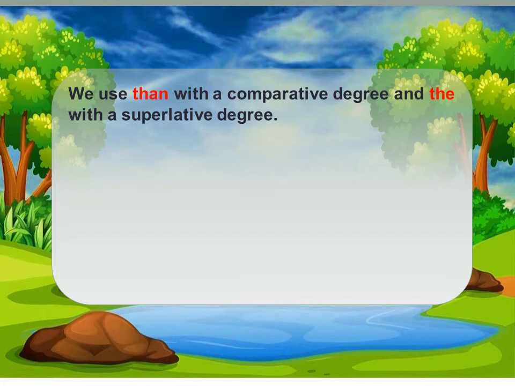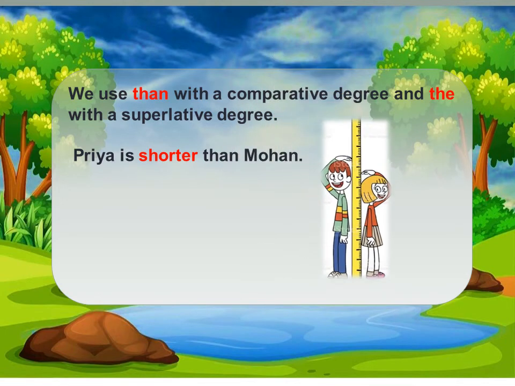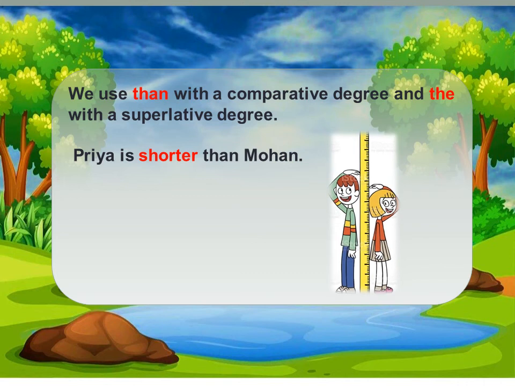We use than with the comparative degree and the with the superlative degree. Example, Priya is shorter than Mohan. So here we are comparing Priya and Mohan. So the comparative degree is shorter.